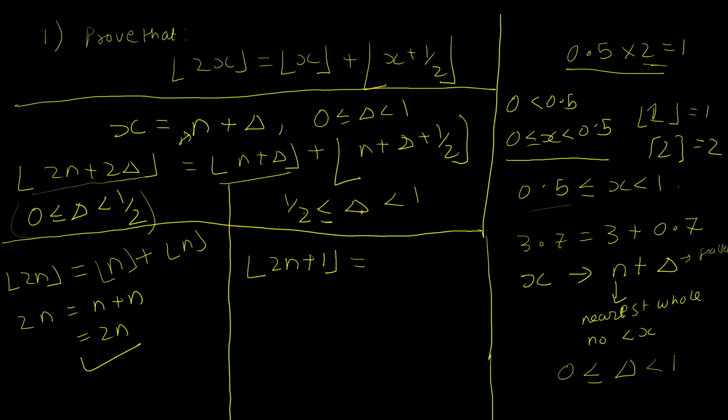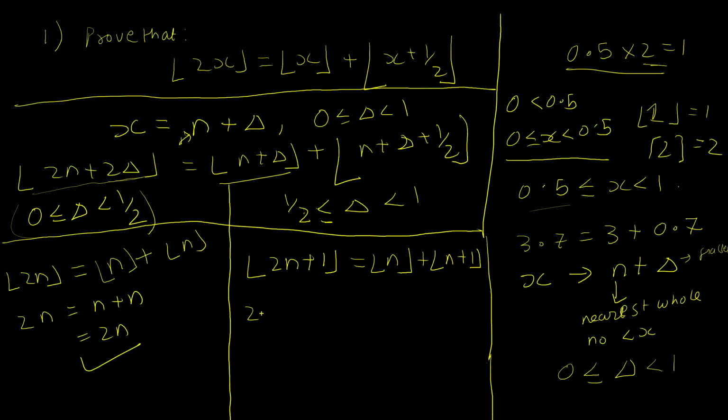In this case, the value of delta is still not 1, right? So the floor cannot jump. It only jumped here because it was multiplied by 2. In this case, it would still remain n. And what happens here? Well, here it will jump as well because we are adding half to a value that is at least a half, right? And in this case, the floor will also jump by 1. So I'll get a floor of n plus 1.